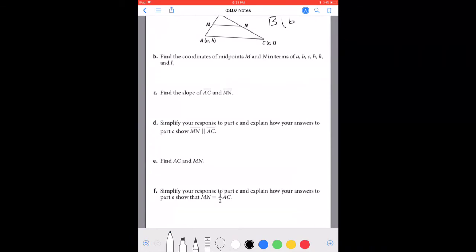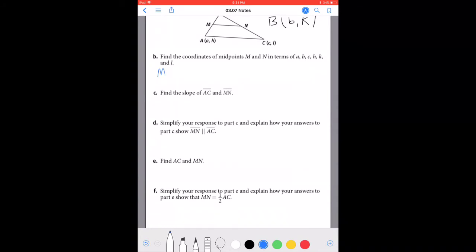We're going to walk through this pretty quickly. So find the coordinates of points M and N using only our variables. We don't have actual numbers here. So M is the midpoint of A and B, so that means we have to use our midpoint formula. To do that, we have to remember our midpoint formula.